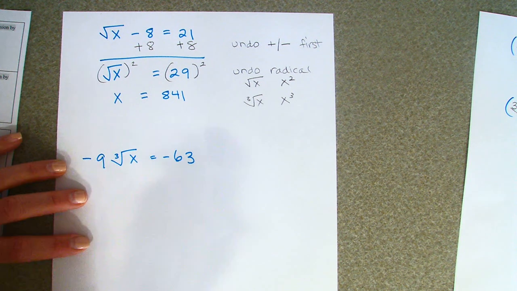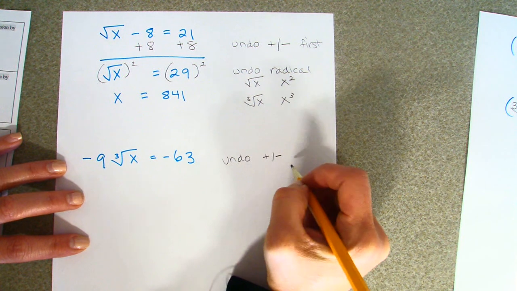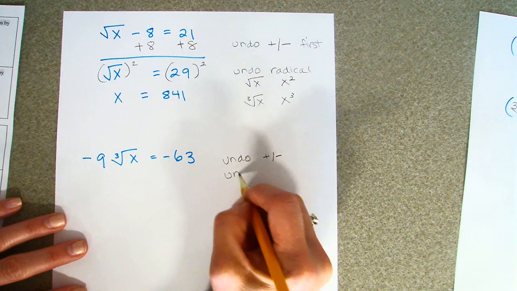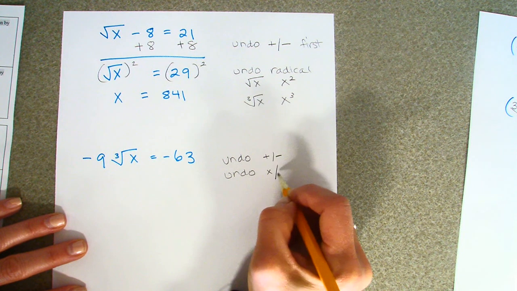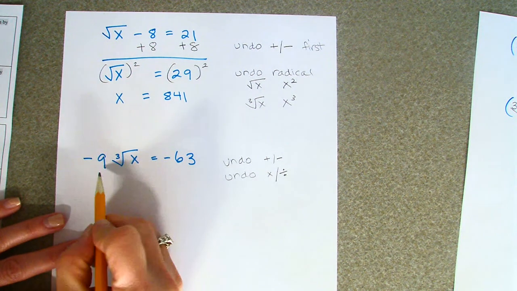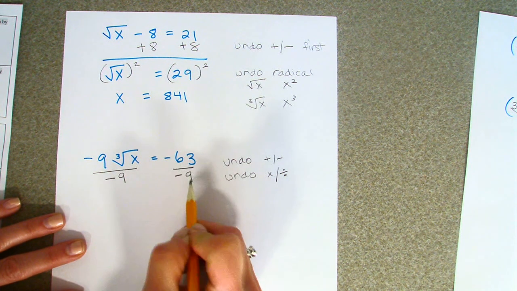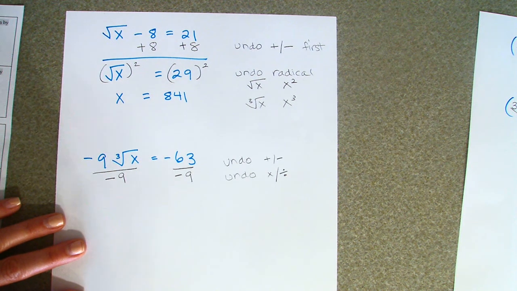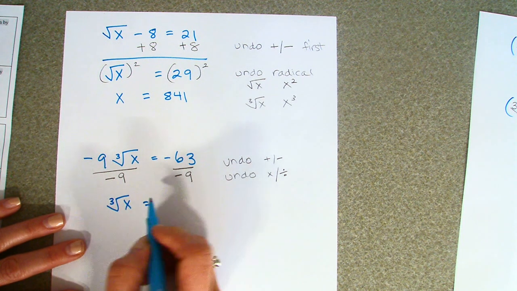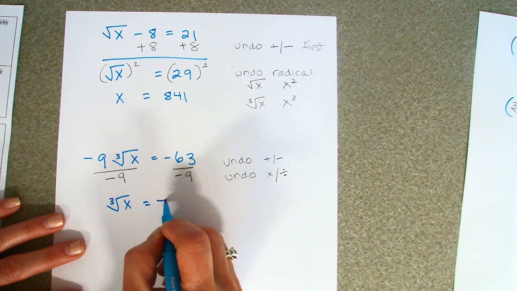So order of operations tells us we need to undo addition or subtraction first. I don't see anything being added or subtracted to the x. Then we could undo multiplication or division. So we've got that negative 9 being multiplied by our radical. So I'm going to do the inverse or opposite. I'm going to divide both sides by negative 9. When I do that, on the left side, I'm just left with the cube root of x. And on the right side, negative 63 divided by negative 9 is 7.